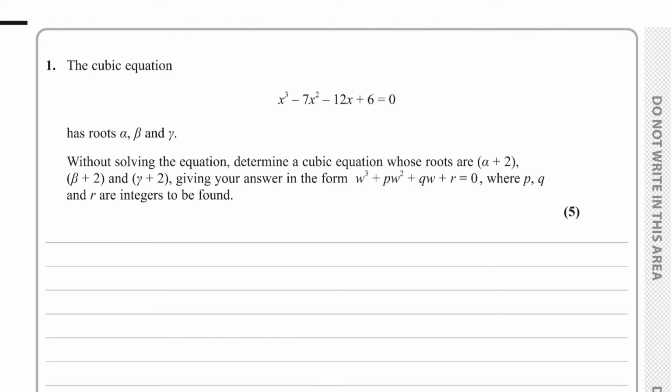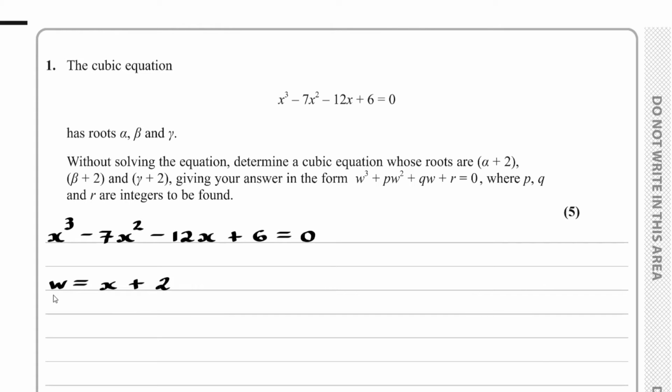To begin with, we have our cubic equation x cubed subtract 7x squared subtract 12x plus 6 equals 0. Now, each of our new roots, alpha plus 2, beta plus 2 and gamma plus 2, are of the form w equals x plus 2.